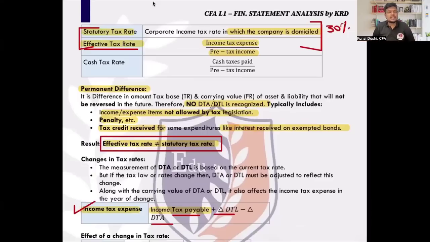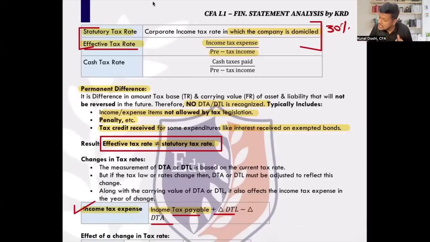For example, the state says that the tax rate is 30%, but I got some tax benefit because I opened a factory in a remote area. So I got incentives from the government. So this difference will stay forever. It will never reverse. The effective tax rate of mine might be lower, correct? Therefore, this permanent difference will not cause DTA or DTL. Don't worry, you don't have to calculate anything in exam. All you need to know is this, that they will cause permanent difference.